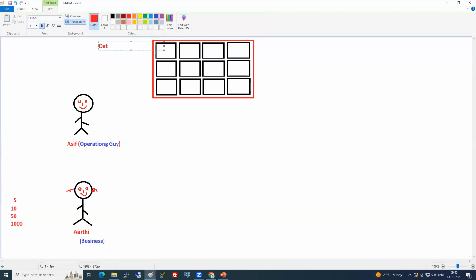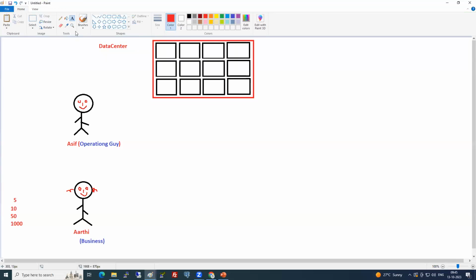Who is handling this data center? Asif is handling the data center. Very good. Asif is handling the data center. And this is also called as on-premises.